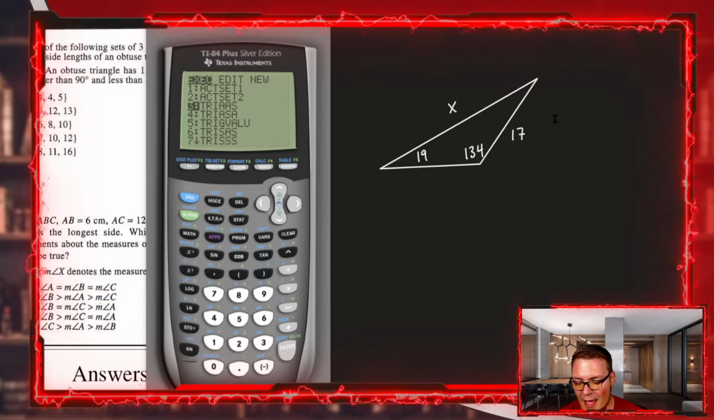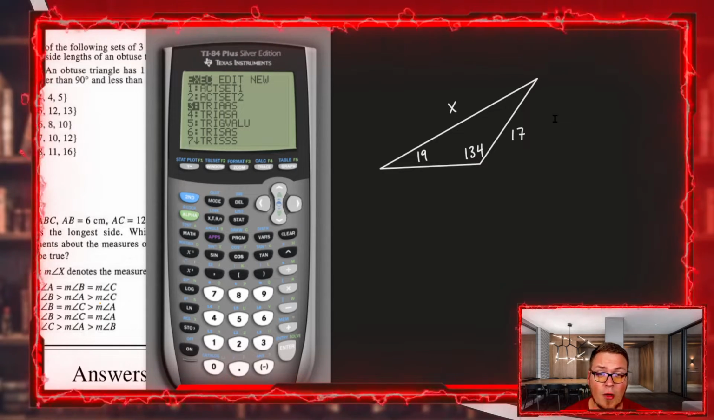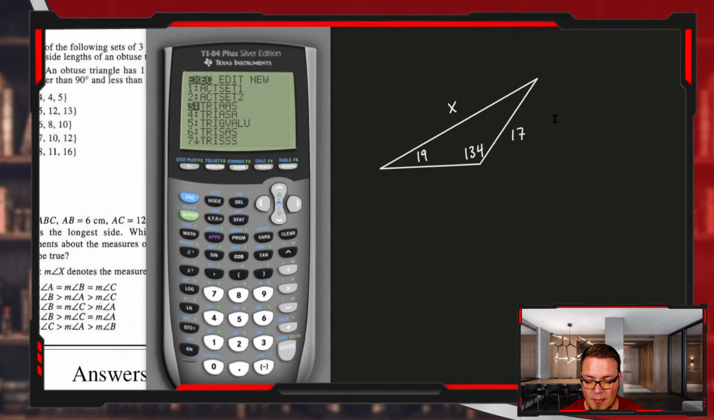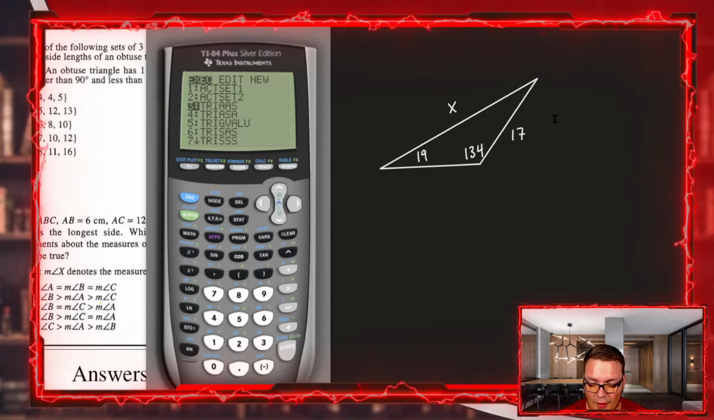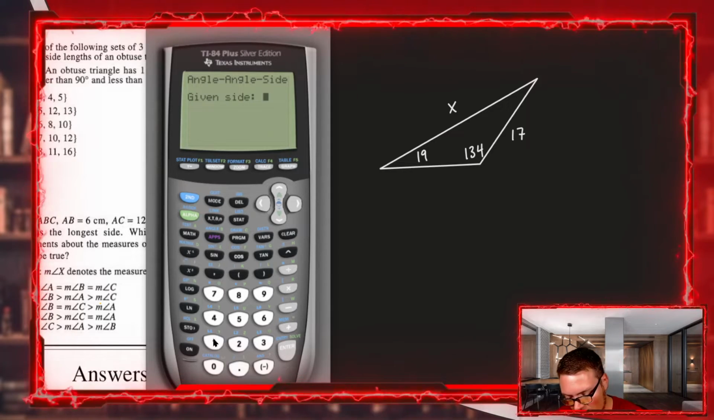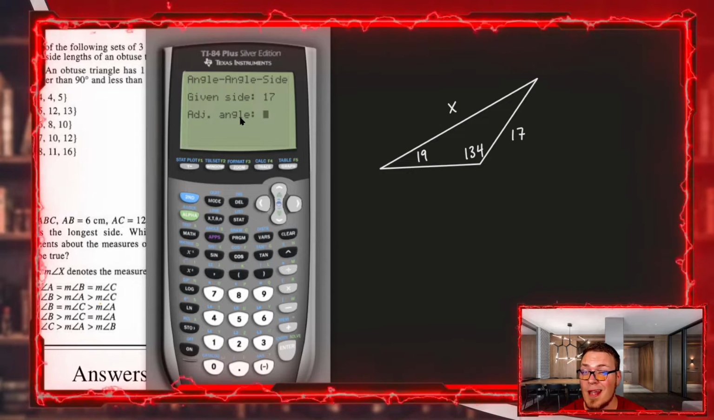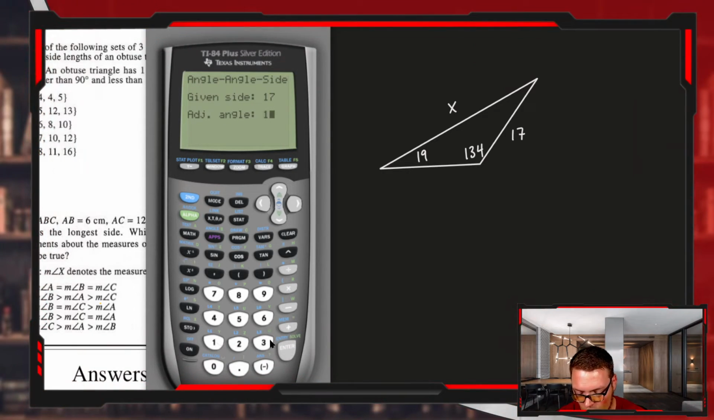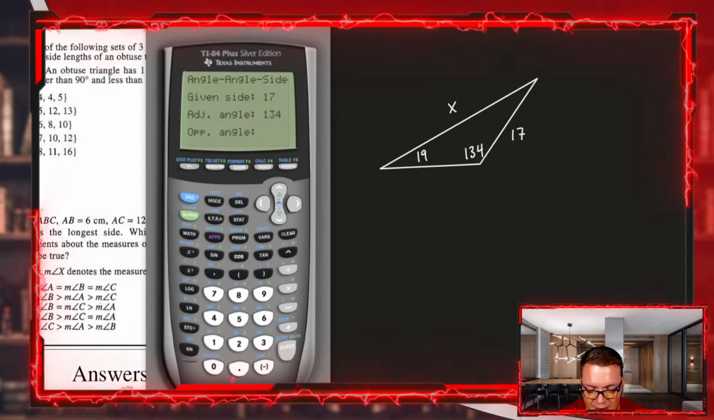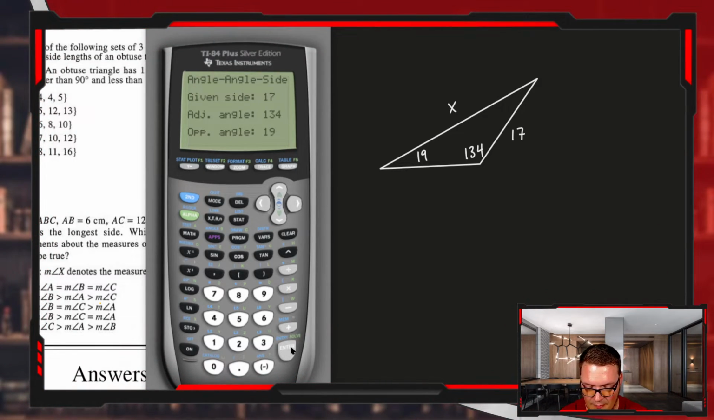We have Trias. This is angle, angle, side. Now I've drawn an example triangle over here to the side that might represent what you could see on the test. So if I run this program, Trias, the given side is a 17. They're going to ask, what is the adjacent angle? What is the angle next to that side? That's 134. And what is the opposite angle? The angle opposite of 17 is a 19.